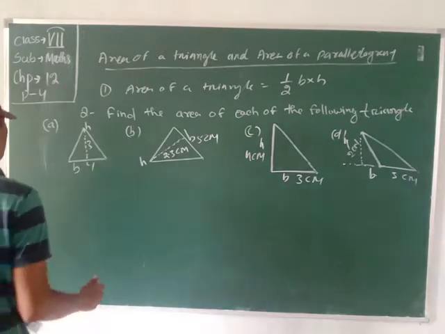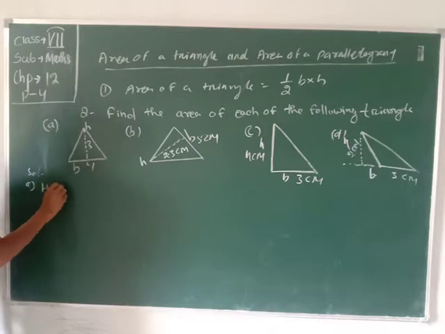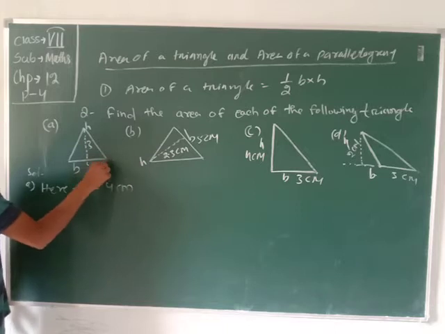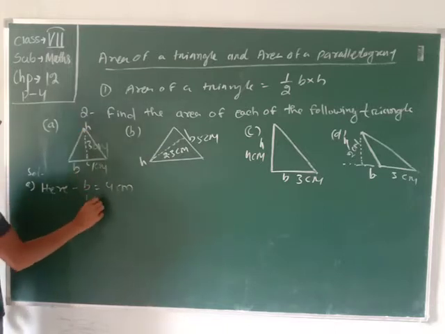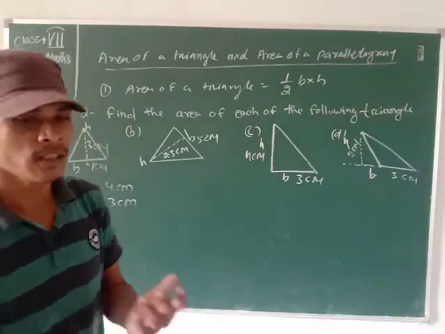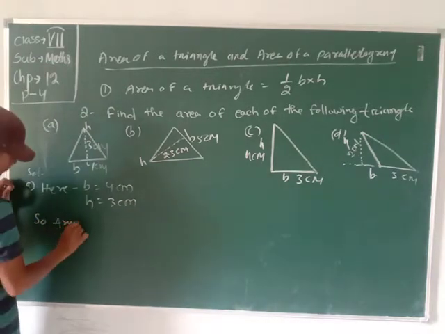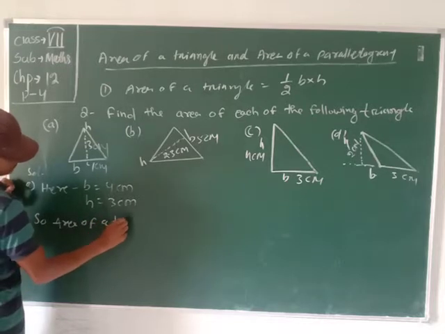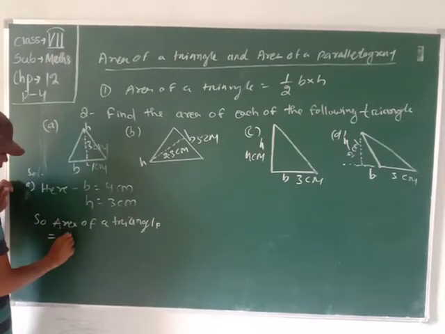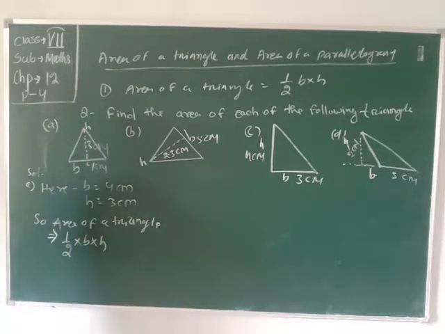Then we know, first the solution. Here B equal to 4 cm, H equal to 3 cm. Then we know the area of a triangle equal to what? The area of a triangle equals 1 by 2 into base into height.